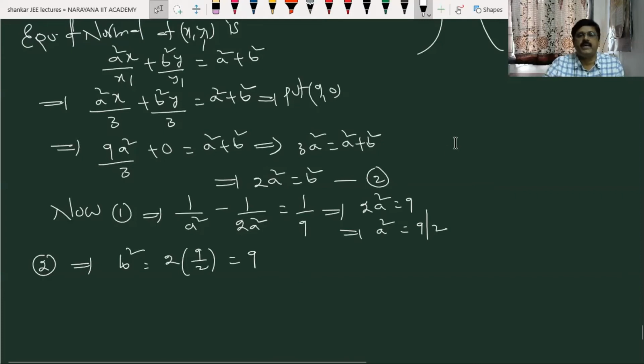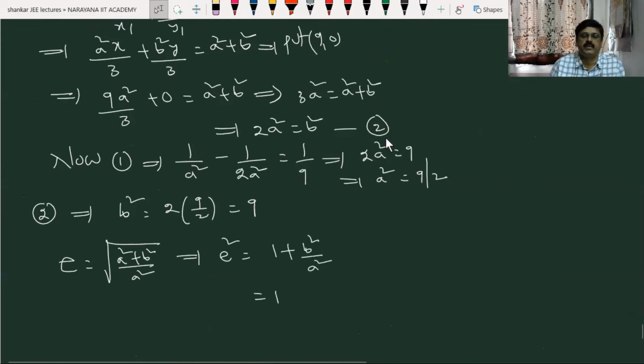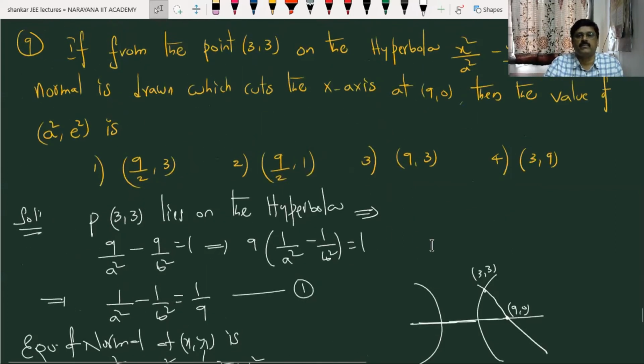Last step. In hyperbola, eccentricity formula, e is equal to root over a square plus b square upon a square. Your task is e square. E square will be 1 plus b square upon a square, which is nothing but 1 plus b square value 9 upon a square value 9 by 2. So e square is going to be finally 3. So your task is a square comma e square. A square is 9 upon 2, e square is 3. So (9 upon 2, 3) is the answer. So answer is the first option, students. Carefully you have to note down.